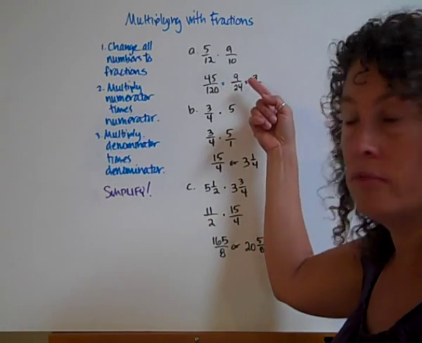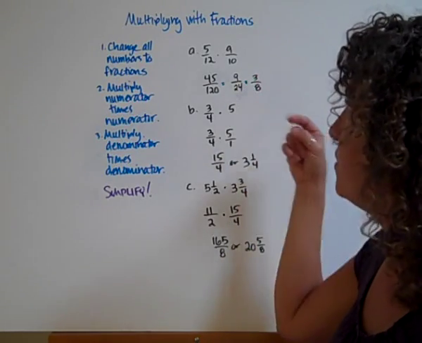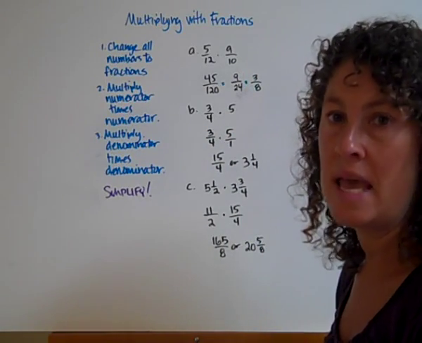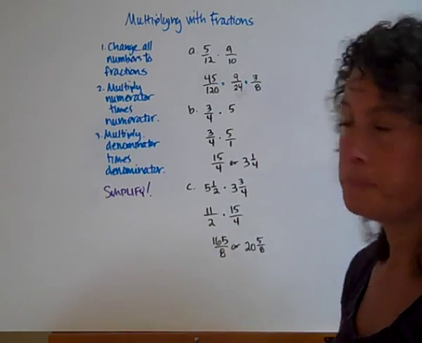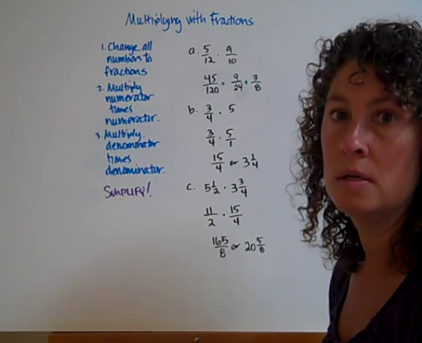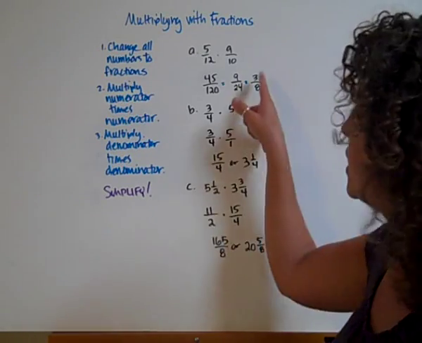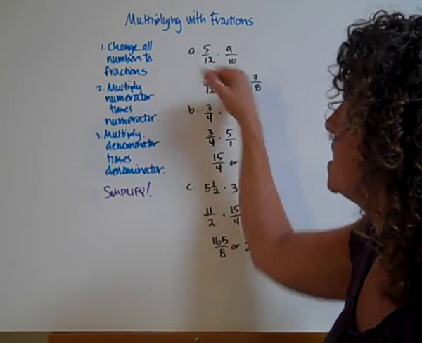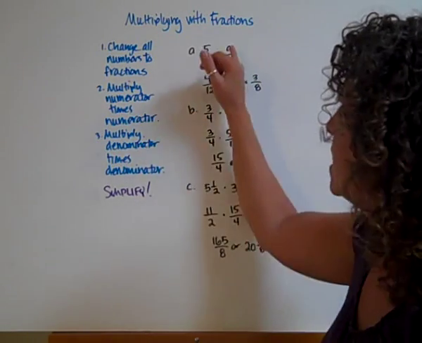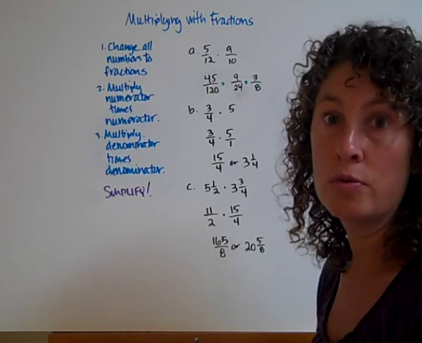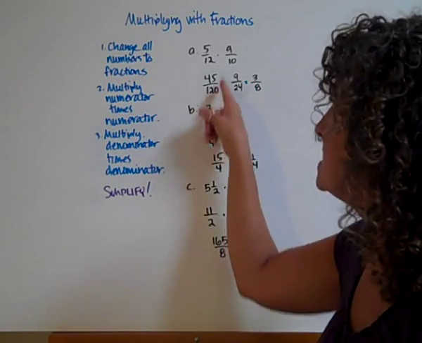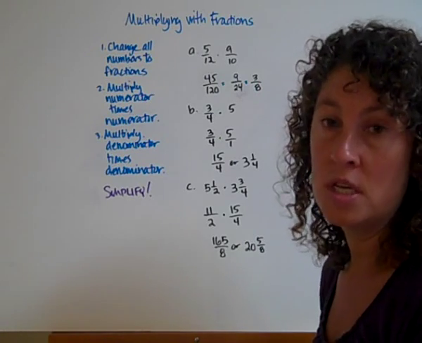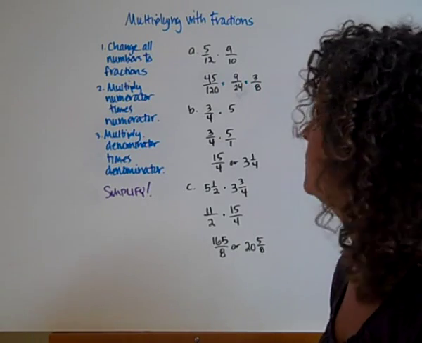I'm going to look again for common factors. They both have a common factor of 3. 9 divided by 3 is 3. 24 divided by 3 is 8. So my final simplified product is 3/8. I could have done this simplifying ahead of time. I could have done that right from the beginning. 5 and 10 have a common factor of 5, and 12 and 9 have a common factor of 3. So I could have done it ahead of time and saved me the headache of working with these big numbers, but you can always do it afterwards if you forget to do it right at the start.